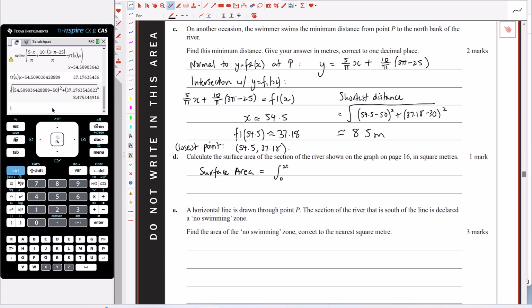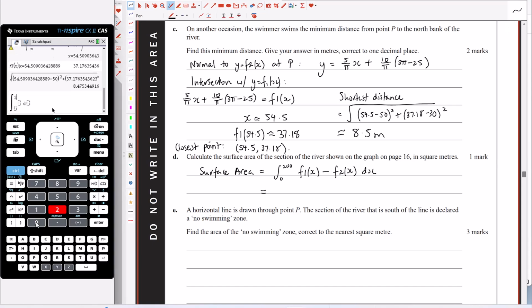Integral from 0 to 200 of the top function, which is f1 of x, minus the bottom function, which is f2 of x. Okay, let's do that. Shift plus, integral from 0 to 200, sorry, lost the 0, of top function minus bottom function. And that is 2,000 square meters.